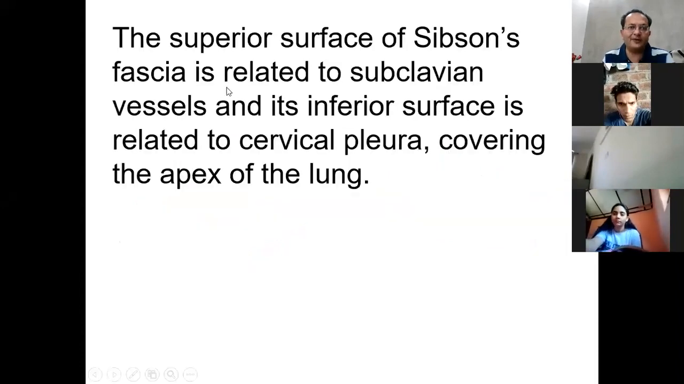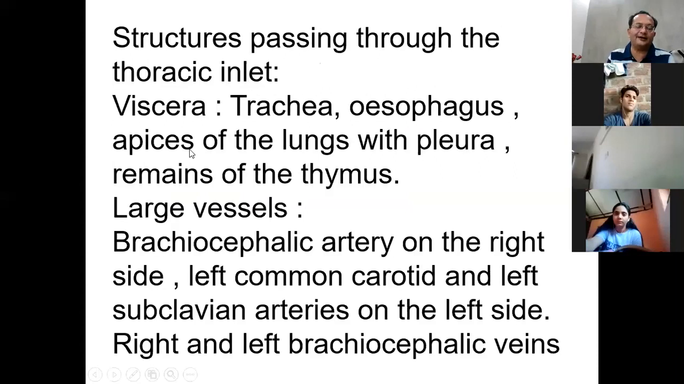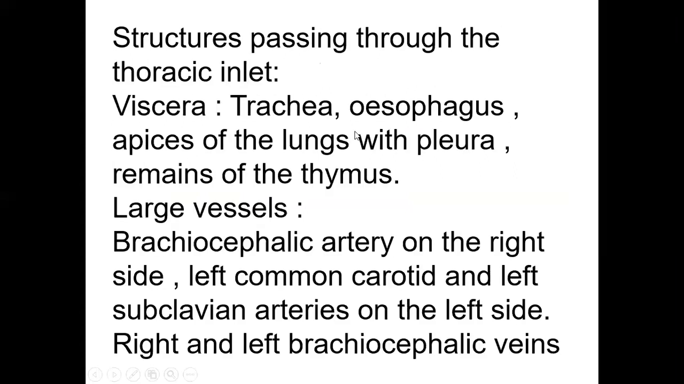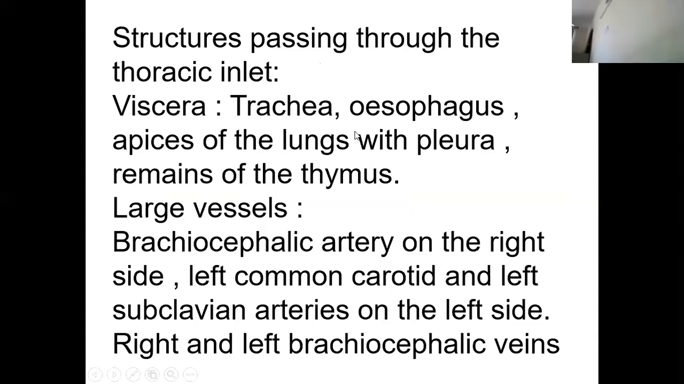The superior surface of the suprapleural membrane is related to the subclavian vessels, and its inferior surface is related to the cervical pleura covering the apex of the lung. Structures passing through the thoracic inlet. The viscera: trachea and esophagus, apices of the lungs with pleura, remains of thymus. These are the viscera which are passing through the thoracic inlet.